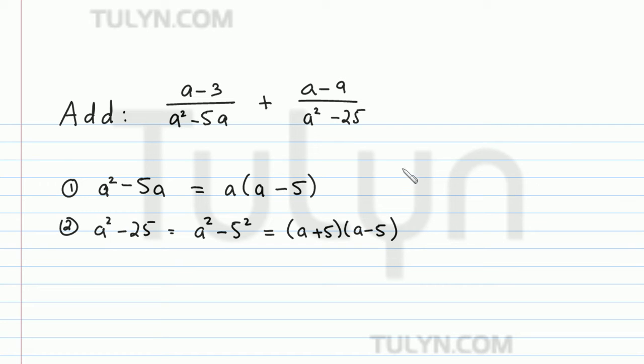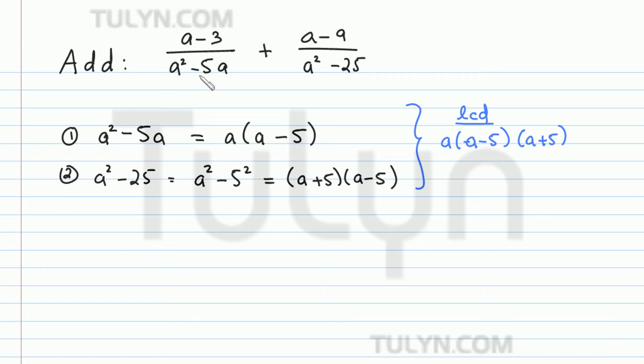And then we want to build the LCD from the factors. We do that by including every single factor without repeating it. So we have a times a minus 5 times a plus 5. And we don't have to write that second a minus 5 down. So this is the LCD. Now, since this is an expression, we want to make sure that each of the denominators is the LCD so that we can combine it.